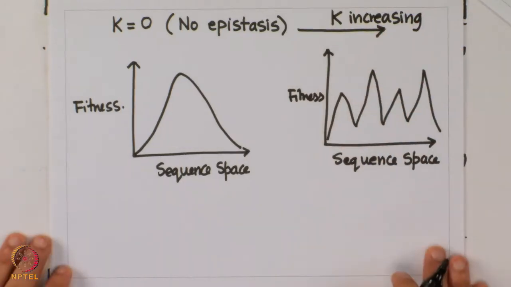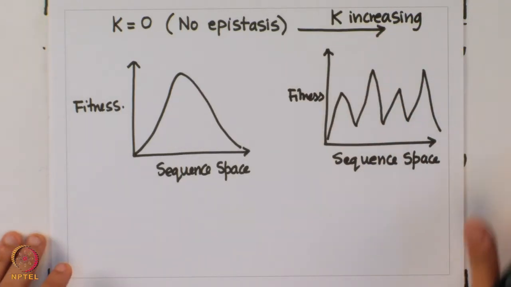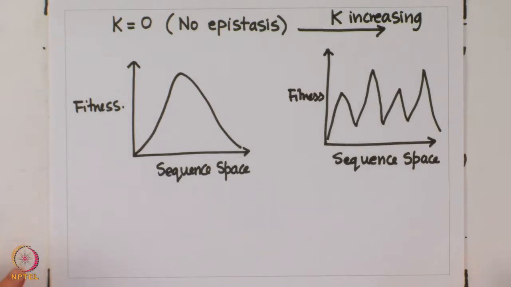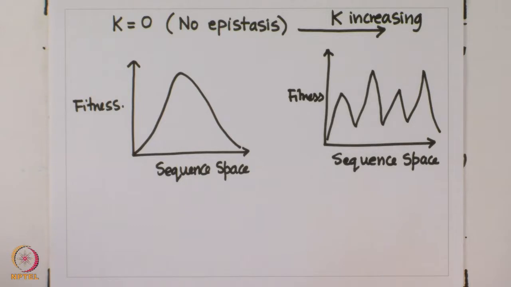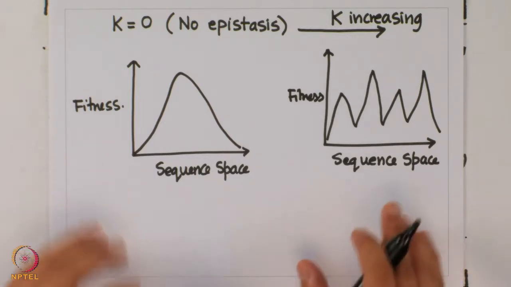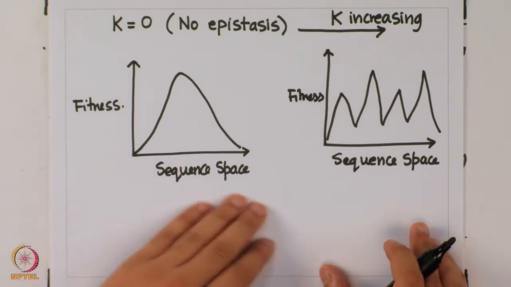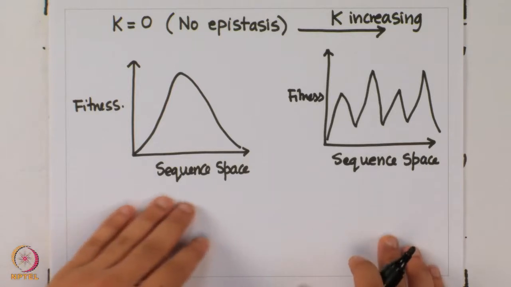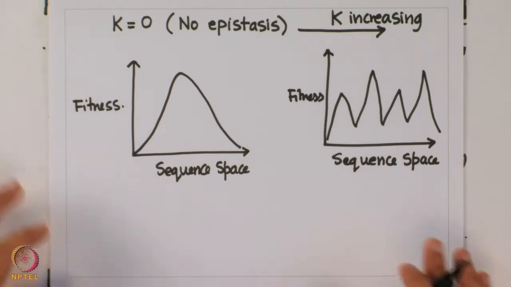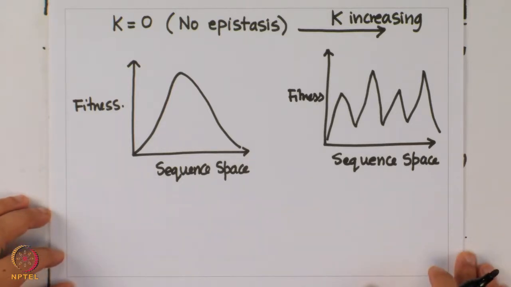Okay. I want to emphasize that fitness landscapes are high dimensional representations, and you can't plot them on a piece of paper. So, these are just cartoon representations of sequence spaces in one dimension. In reality, these are L dimensional objects which are impossible to represent on paper.